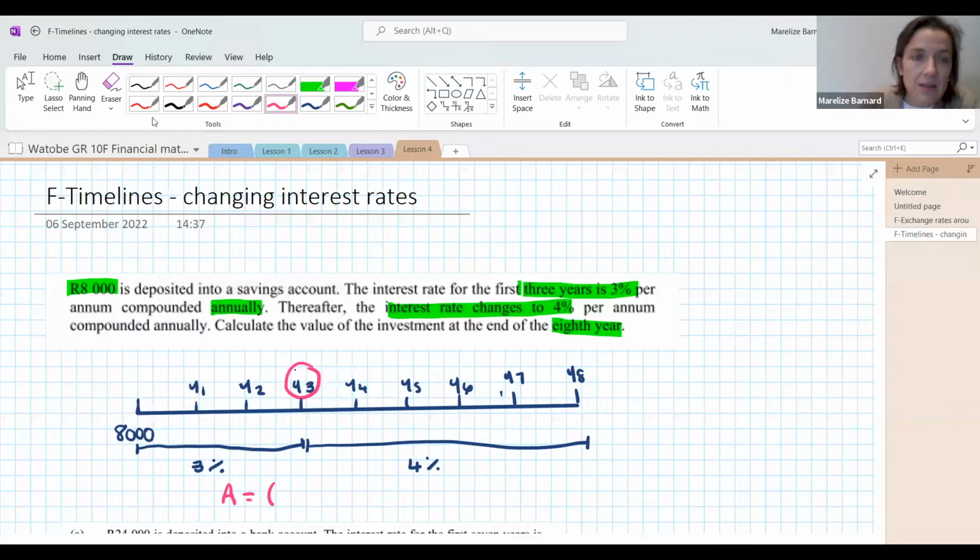Okay, so let's start off by saying what I'm going to have at the end of 8 years is my 8,000 Rand. And for the first 3 years, the money is going to grow. Remember, we change our interest rate to a decimal. It's going to grow at 1.03 to the power of 3. And we see what that comes to. You can put that into your calculator and pop it in the chat as soon as you've worked it out. Let's see what you guys get.